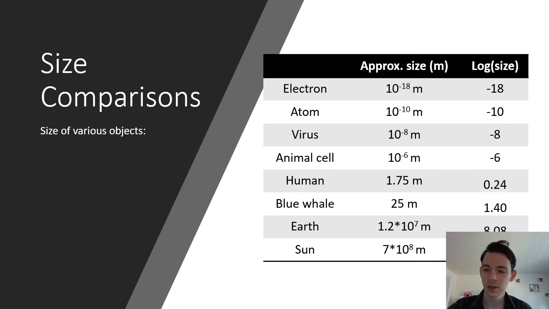To do that we need to use what's called a log function. So what I did, I just used Excel to take the log values of these different sizes, and you can see the electron has a size of 10 to the minus 18 meters, but its log is minus 18. Atom is 10 to the minus 10, but the log of that is minus 10, and so on. A blue whale has a size of 25 meters, but its log is 1.4. Let's see where those numbers come from.